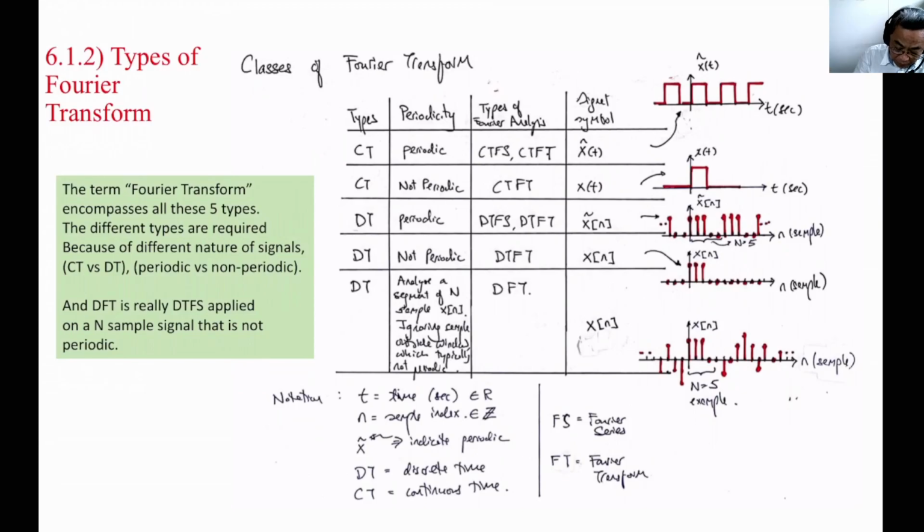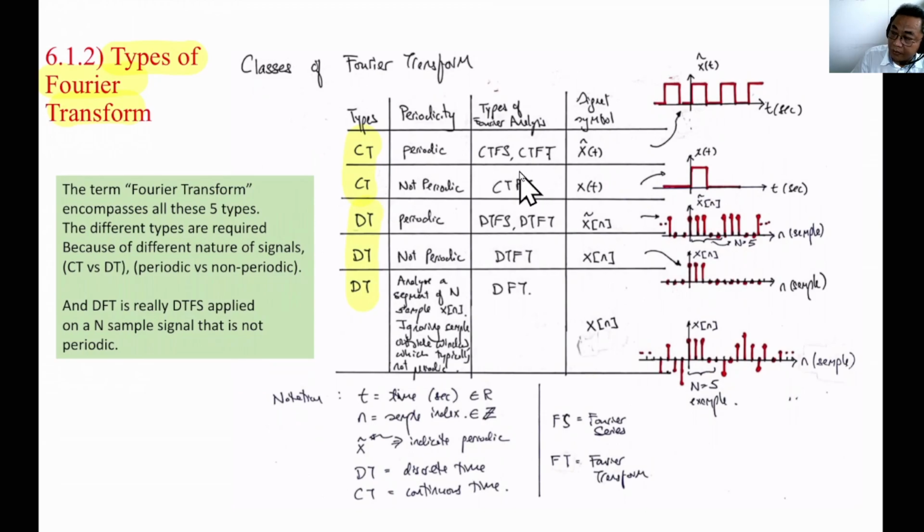This is 6.1.2. In this figure, we'll study and examine the different types of Fourier transform. Here, I'll show you there are actually 5 different types of Fourier transform. There is the continuous time Fourier transform, and there are 3 discrete time Fourier transform.